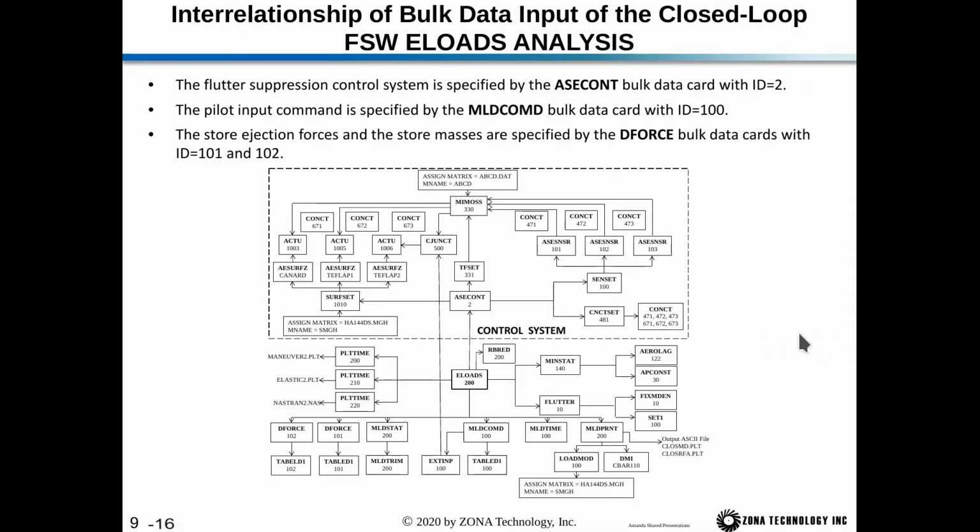This is the interrelationship. So much like our previous maneuver loads analysis, we now have a closed loop control system. So we have our three sensors feeding to the MIMO SS, which implements the controller. That then feeds to our three actuators, canard, trailing edge flap 1, and trailing edge flap 2. Meanwhile, we have an external input, which is the pilot command. So that is added to the controller output to the TE flap 2 actuator.